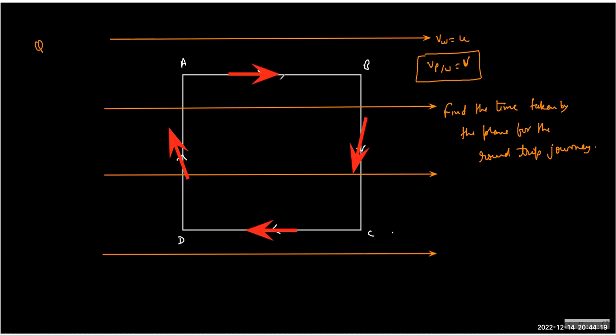Now try this out. It's very easy. Let's say the length of each path is L. So what's the total time of journey for A, B, C, D? You can add the answers very easily. For the AB part, it's a downstream problem. L by U plus V? Yes, sir. L by under root of V square minus U square. L by V minus U. L by.